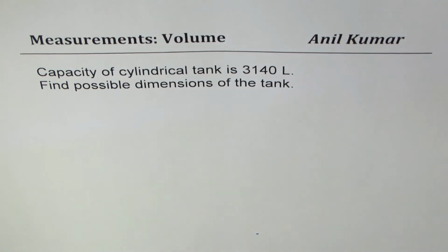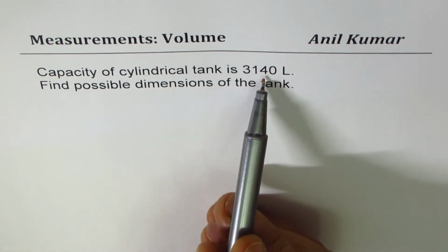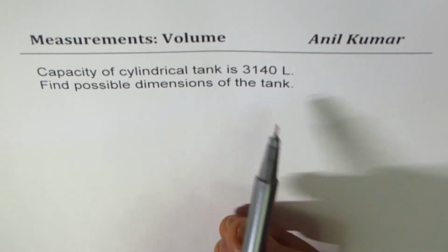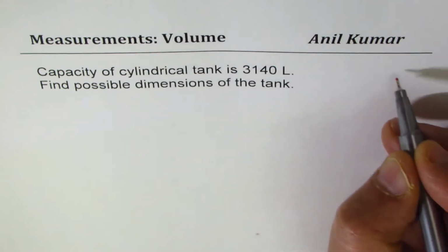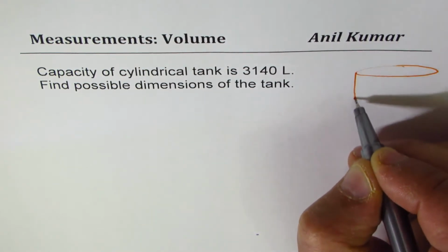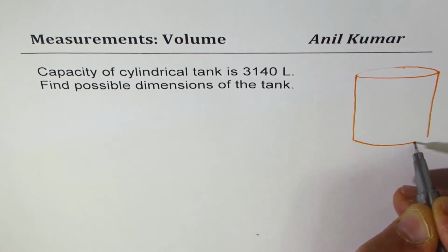The question here is, capacity of a cylindrical tank is 3140 liters. Find possible dimensions of the tank. So cylindrical tank really means that you have kind of a circle base, right? And it's kind of like this. So that's the cylindrical tank.